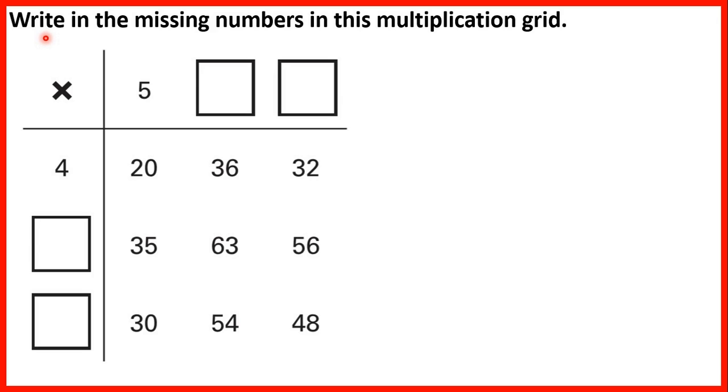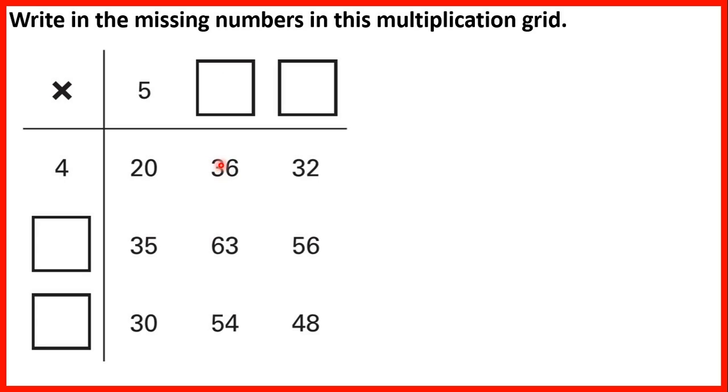Write in the missing numbers in this multiplication grid. So we can see how multiplication grids work, because we have the number 20, and to the left we have 4, and above we have 5, and 4 times 5 is 20. So if we want to find this box here, we have 36 below it. So 4 times whatever this number is equals 36.